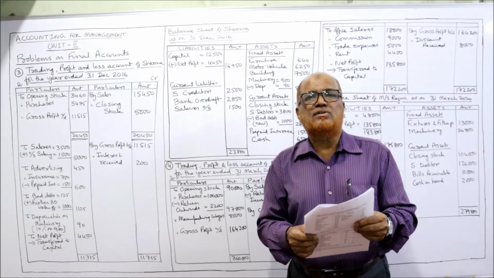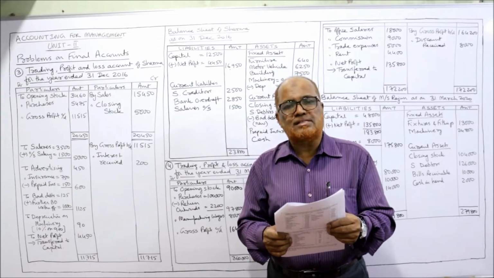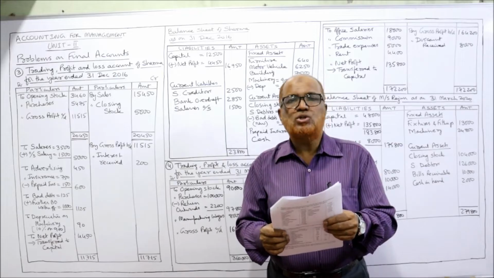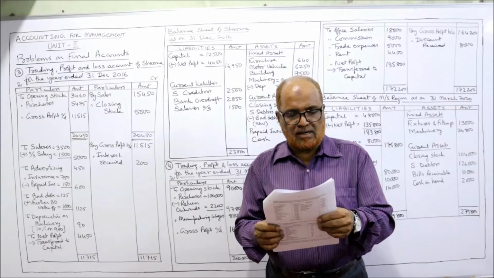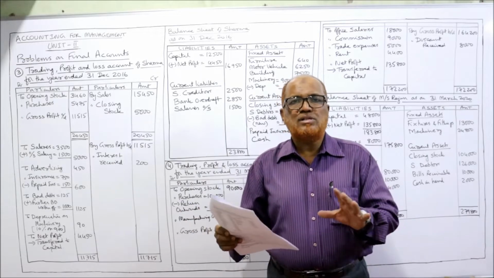Then bank overdraft, current liability. Advertising, P&L account debit side. Cash, current asset, asset side. Insurance, P&L account debit side. Salaries, P&L account debit side. Machinery, fixed asset. That's all. All the items I have explained.